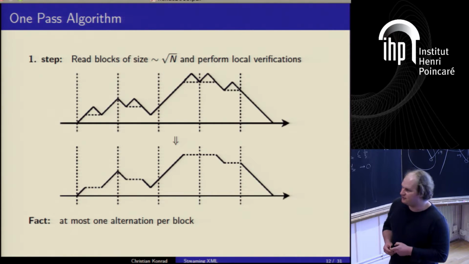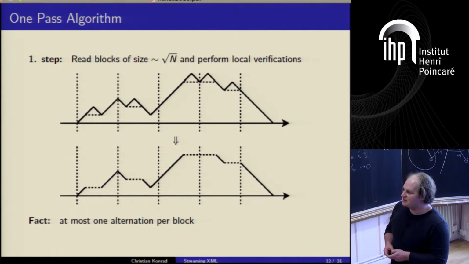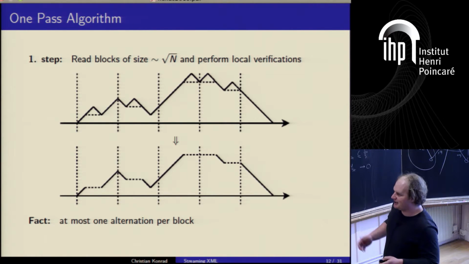As an algorithm, we do the following. We read blocks of size square root of n if the instance is of size n. We first read this block, and we locally check whether we have a sequence of opening tags and a sequence of closing tags. We validate them and check whether this bit is correct. So we can locally already decide quite a bit. And we do that everywhere. So we have these blocks, and this basically becomes flat here because we already checked that these bits are correct.